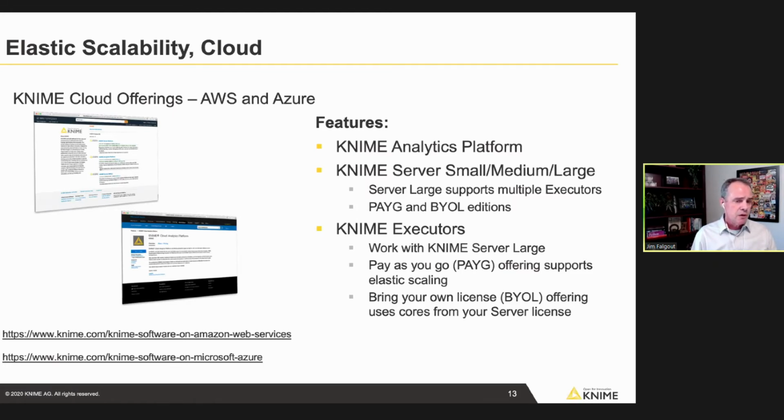Again, with KNIME Executors, you have to be using KNIME Server Large, but if you have KNIME Server Large running in cloud or even on-prem, you can bring up KNIME Executors. They come in two editions. They come in pay-as-you-go, again, elastic scaling. They also come in BYOL, or bring your own license. So the BYOL instances, executors, when they connect to the server, they'll get that licensing from the server itself, and so they will use cores from that license. You can bring those up in an auto-scaling group. It's really nice to do that because if one of them dies, the auto-scaling group will automatically bring one back up for you, so you don't lose any of your capacity.